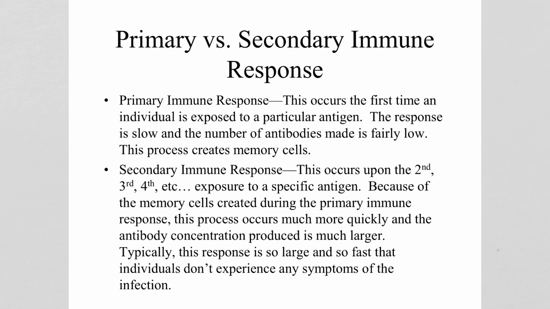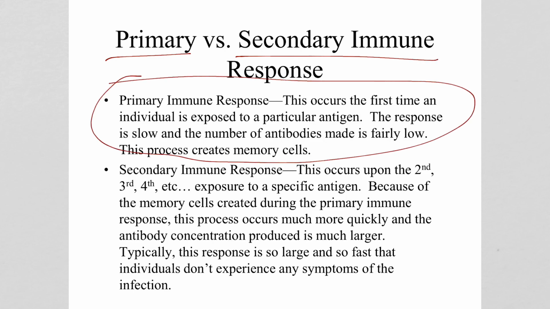We've already sort of alluded to what we're going to talk about here, but we're going to talk about the primary versus the secondary immune response. The primary immune response happens the first time you're exposed to a particular pathogen or antigen. This response is fairly slow, and the number of antibodies that are made is fairly low. You're going to be sick for a few days the first time you're exposed to a new germ. This process does, however, create memory cells, which will be with you in the future.